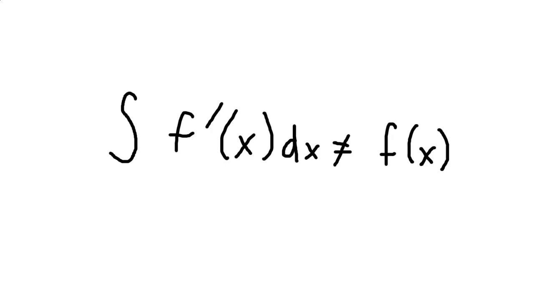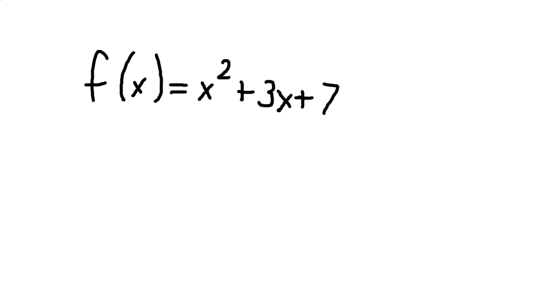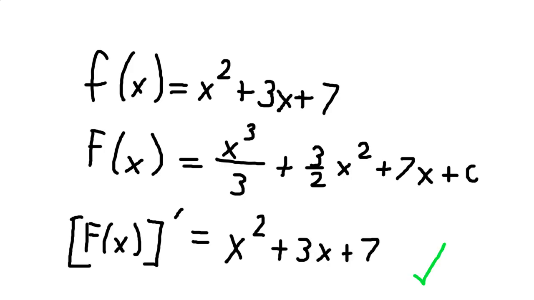So we have that the integral of the derivative is not exactly the same as the original starting function. However, let's take the derivative of the integral. And we get f of x is equal to x squared plus 3x plus 7. Capital F of x is equal to x cubed over 3 plus 3 halves x squared plus 7x plus c. And then capital F prime of x is equal to x squared plus 3x plus 7. And look at that. We do in fact get what we started with.